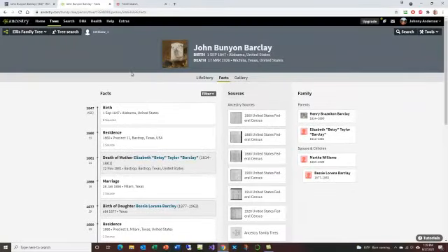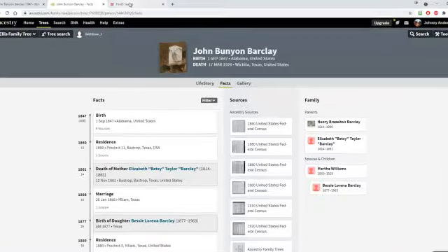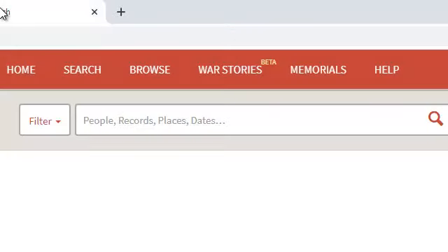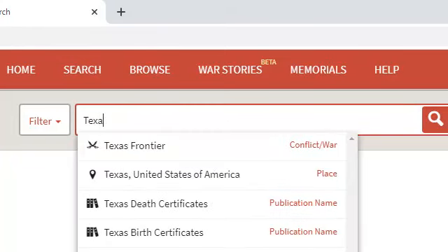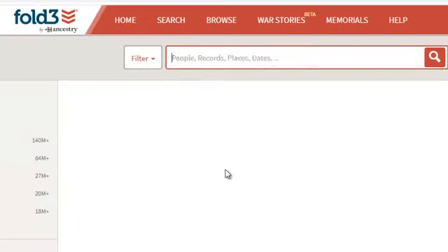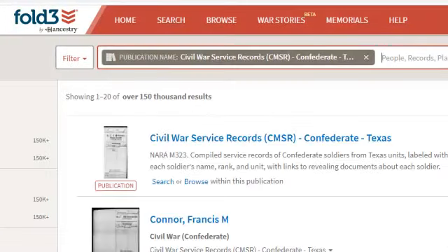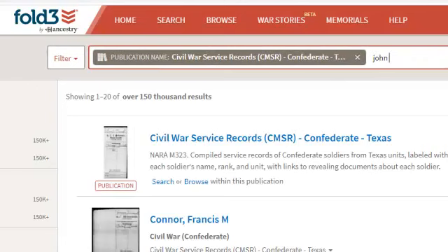Let's go see if we can find him in the Fold3 database. We know what unit he was in. So if we move over to Fold3, we are going to search in the Texas records. So we're going to go into the Confederate Texas records, and we're going to start with the best match, John B. Barclay.